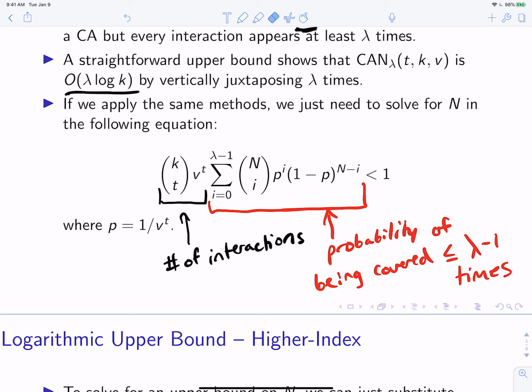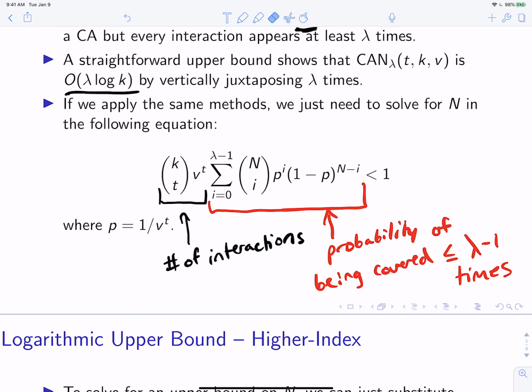So here's the basic idea of how you can digest it. We want to look at the probability of being covered exactly 0 times, 1 time, 2 times, 3 times, up to lambda minus 1 times. So that's where the i equals 0 to lambda minus 1 comes into play. Well, suppose that it is covered exactly i times. Well, it could appear in any set of i different rows. It could appear in any one of the i rows. So that's where the n choose i comes into play.